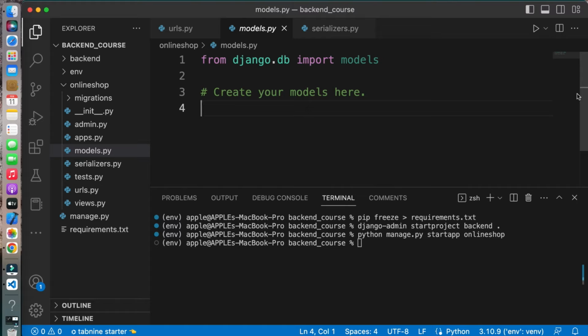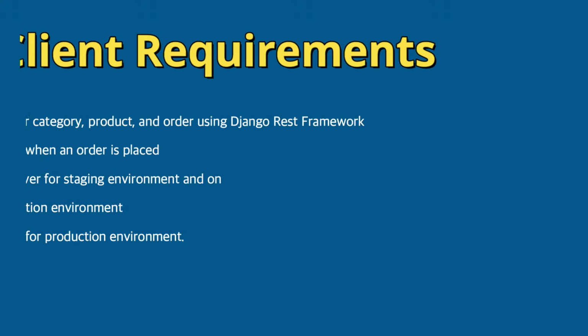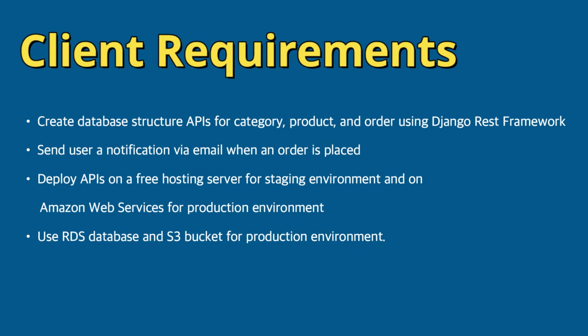So before we create APIs, let's discuss client requirements. Imagine a client has some requirements where the client asks a developer to create a database structure and APIs for a category, product, and order using Django REST framework. The client also requested that when an order is placed, the user should receive a notification via email. Finally, the client wanted the API deployed on a free hosting server for the staging environment and on Amazon Web Services for the production environment with an RDS database and S3 bucket.